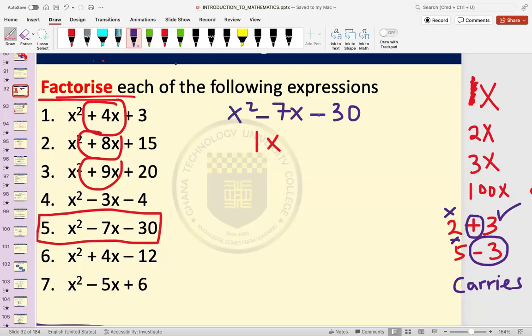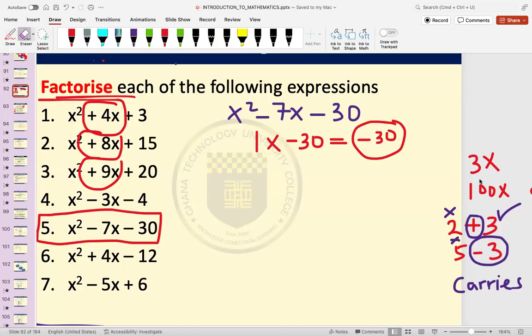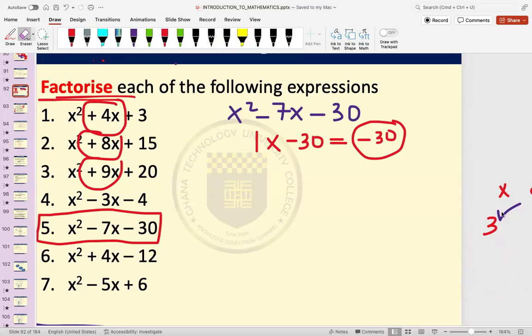I'm seeing a sign in front of the 30, and it's a negative sign. So I can't pick only the 30 and leave the negative. I have to pick all of them as negative 30. When I multiply 1 by negative 30, I'll have negative 30 as my result for step 1. So step 1 is telling me that when I do the multiplication of the coefficient of x squared and the constant, I have negative 30.